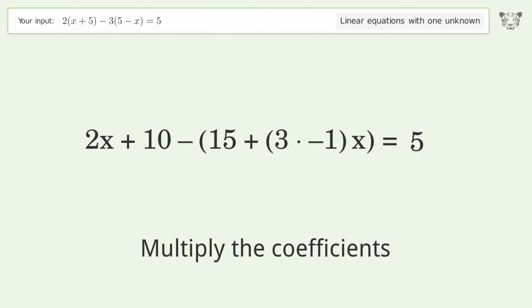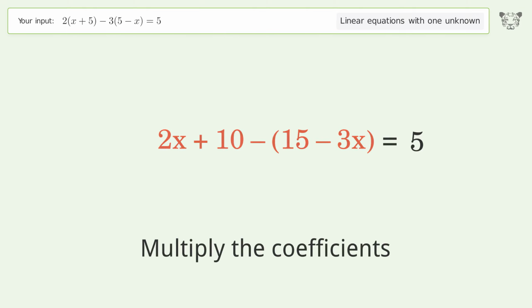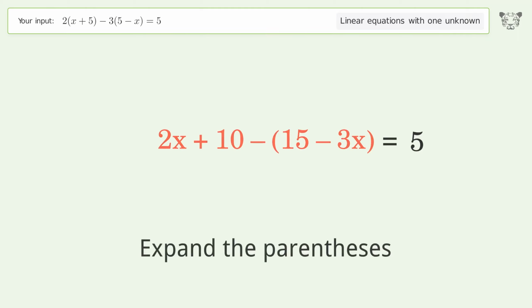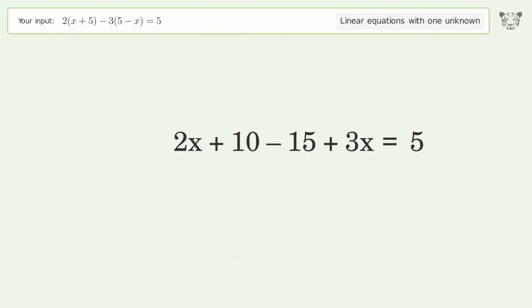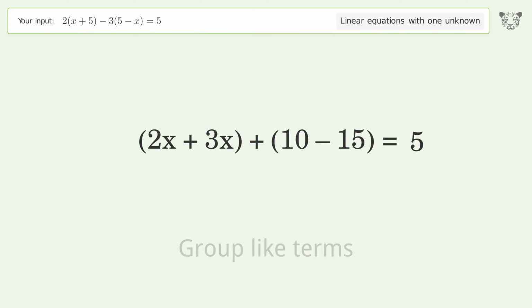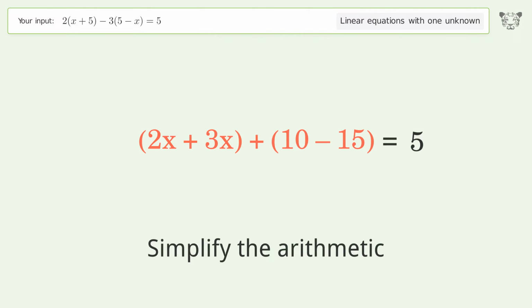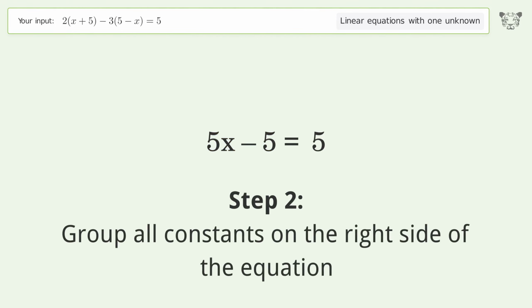Multiply the coefficients. Expand the parentheses. Group like terms. Simplify the arithmetic. Group all constants on the right side of the equation.